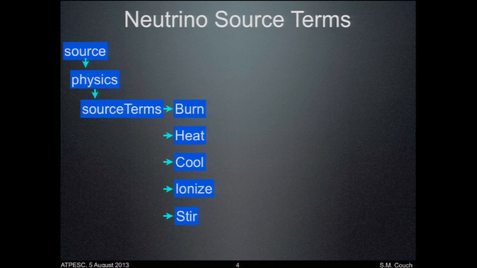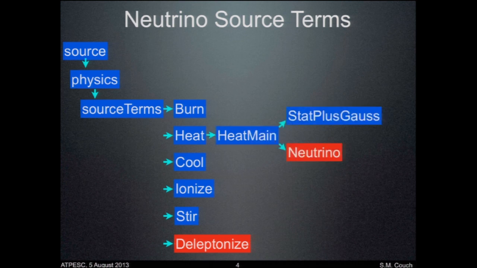So within those units you're going to have subunits and multiple implementations of various things. So what we needed to add was a new unit at this level called deleptonize, which is a short word for electron captures. You're losing leptons. And then within heating, we needed a new subunit, because it's underneath a main unit, neutrino heating. And we needed to add these two new features within the source code architecture.